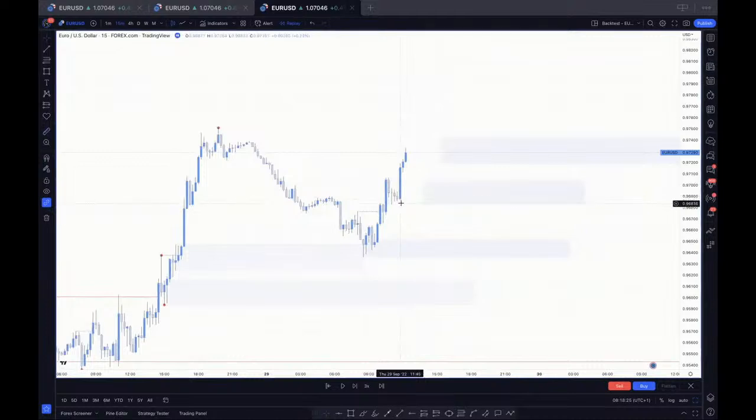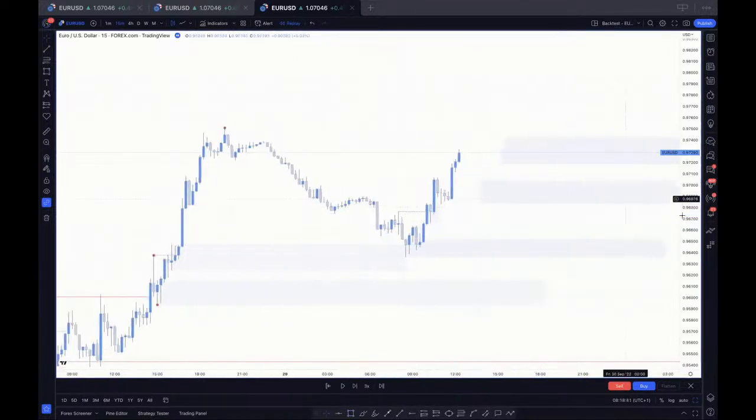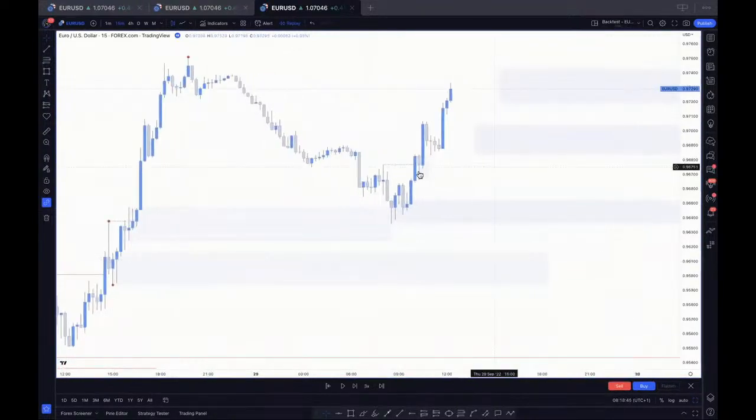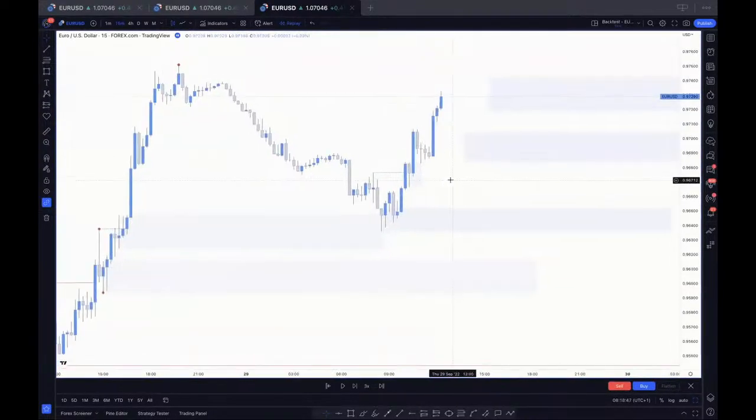That's internal structure, but of course it's not the swing structure. So we can just take this here. This pullback here reacted to this zone, right? You can see that it's quite small, but basically this is how you painstakingly draw out your structure. So this reacted to this, and then let's see.